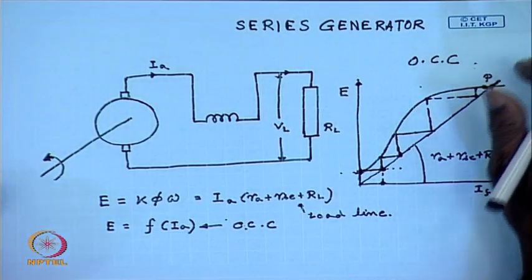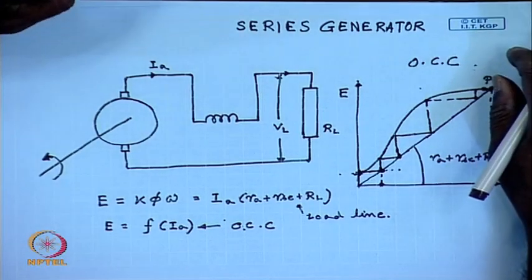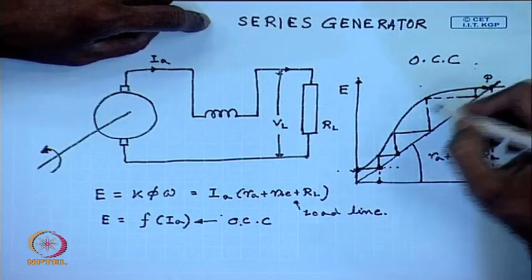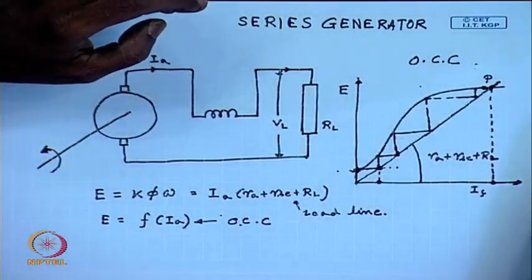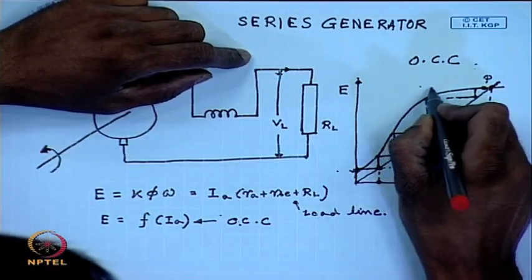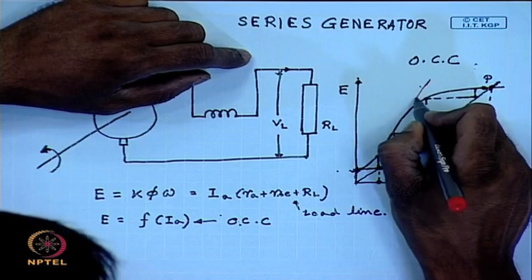Obviously, at no load this generator produces very little voltage, which is equal to the voltage due to the residual flux alone. Just like shunt generator, we can also define a critical resistance here. It is that value of the load line slope for which the load line is tangent to the OCC.